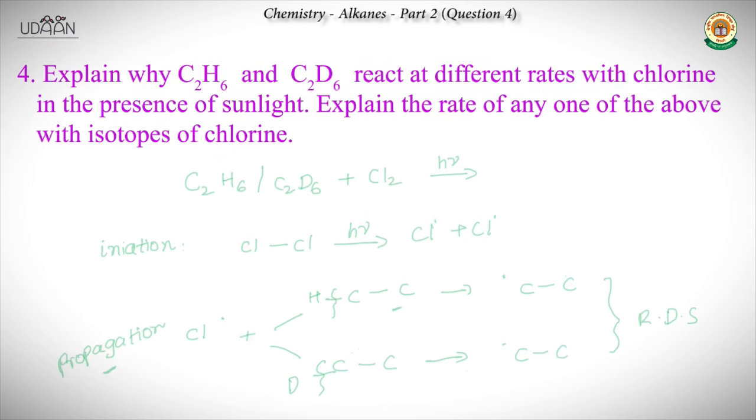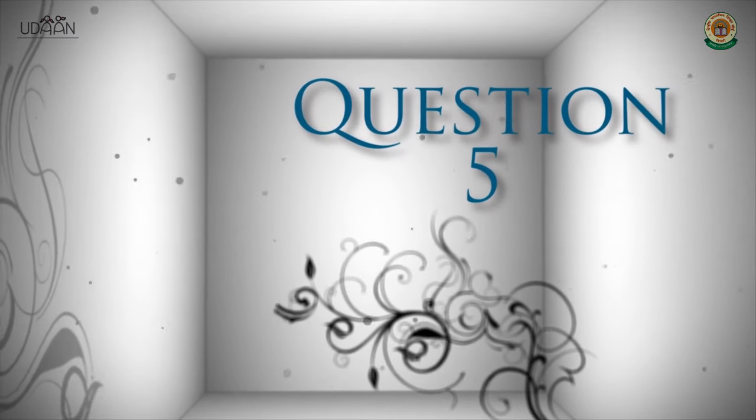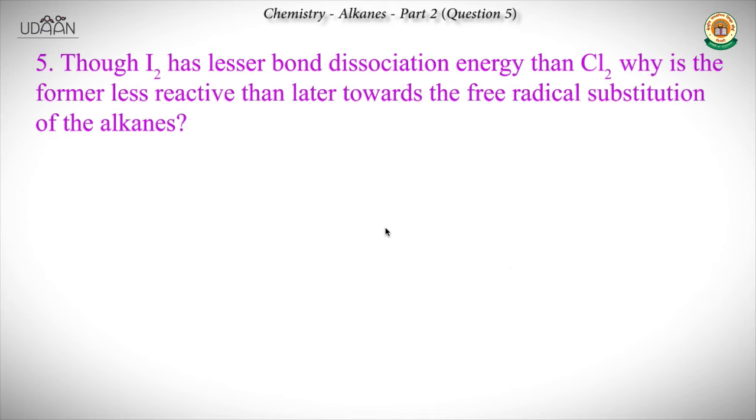So let's move on to the next question. Question number 5. Though I2 has lesser bond dissociation energy than Cl2, why is the former less reactive than the latter towards the free radical substitution of alkanes? So Gopi, what do you think is the reason?